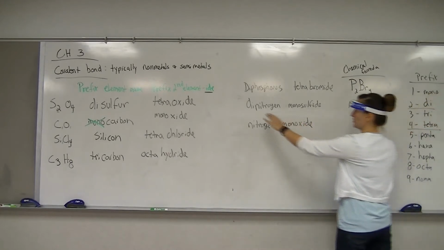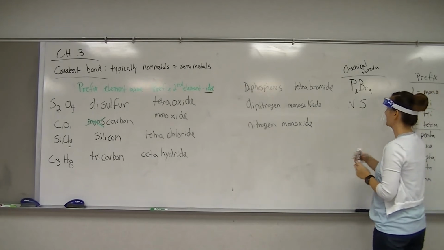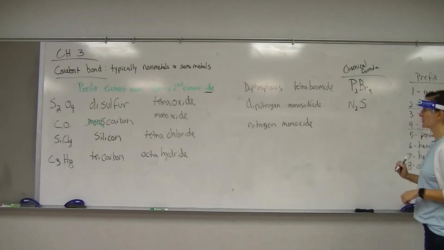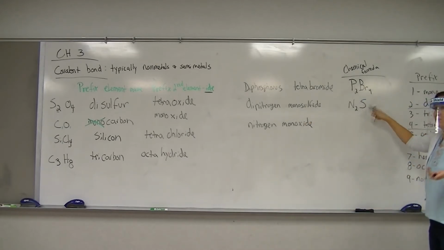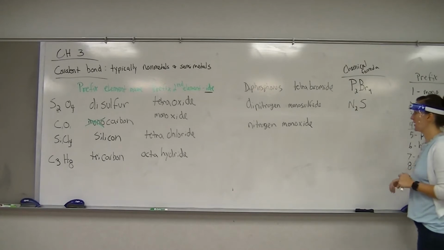So now we use the prefixes to figure out the numbers. So dinitrogen, di being 2, monosulfide, so mono being 1, but we don't put a 1 there, we just leave it, because then it's assumed that there's just 1 if there is no number. So N2S is the correct chemical formula for that one.